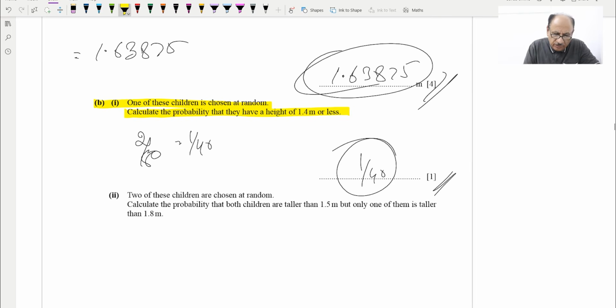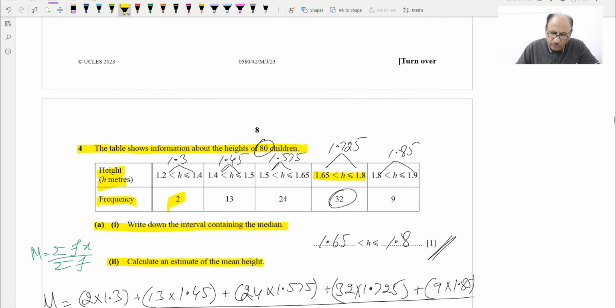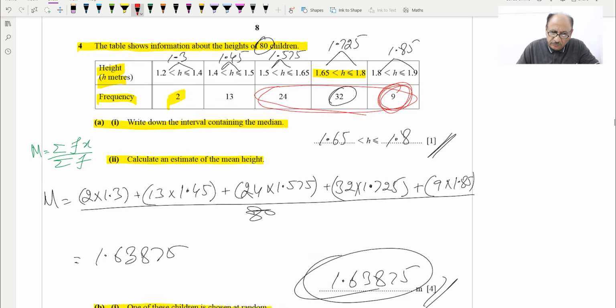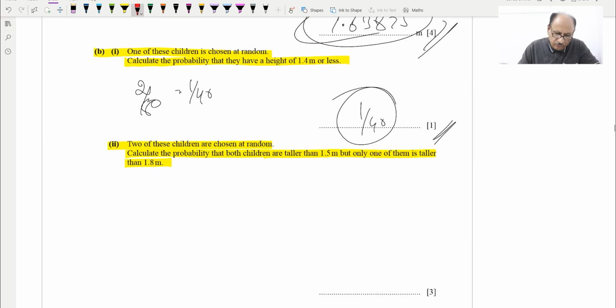For the next part, 2 of these children are chosen at random. Calculate the probability that both children are taller than 1.5. One condition is taller than 1.5, but only one of them is taller than 1.8. So taller than 1.5 will be in this region, but this one is the only one more than this. So 9 out of 80.